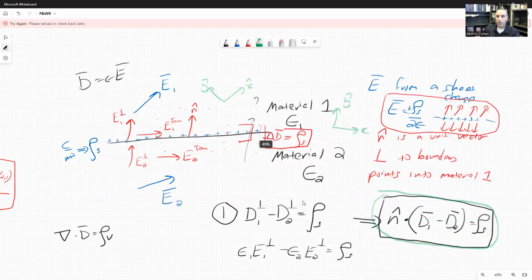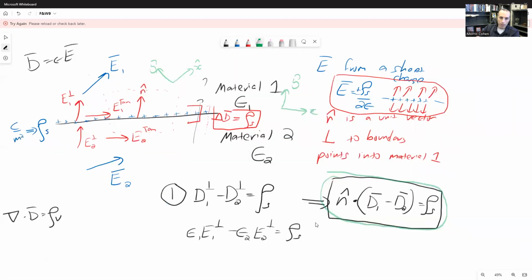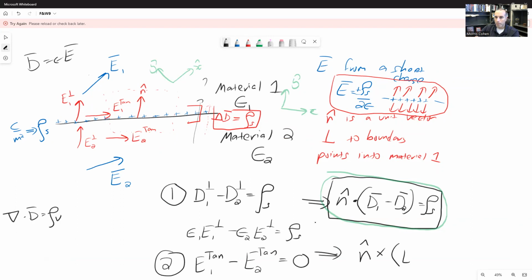All right. The other boundary condition that we're going to talk about here is that the component of the electric field in the tangential direction is going to be the same on both sides. So E1 tangential minus E2 tangential equals 0. We can also write that in a more general form as n hat crossed with E1 minus E2 equals 0.